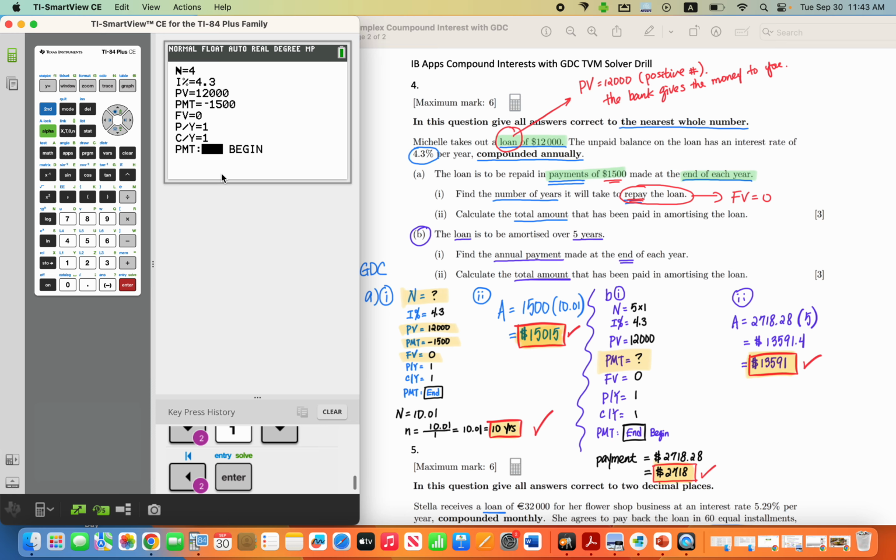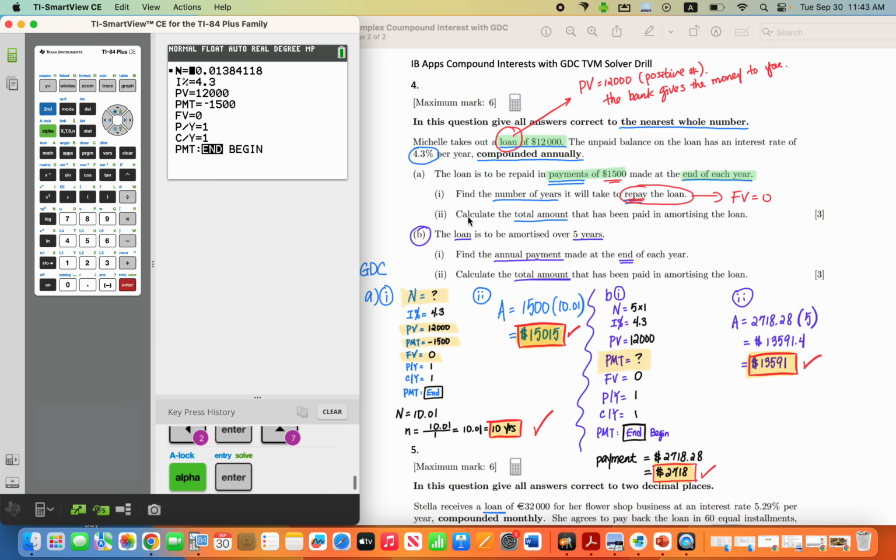Okay. Now I want to know the number of years, which means I need to move the flashing cursor all the way to the top. So up, up, up, up, up, up, up. All right, alpha, enter. I got a perfect answer. So that will be 10.01. Because they want me to figure out the number of years, the capital N is equal to K times n, so the lowercase n equals the capital N divided by K, which is 1. So I still get 10 years.